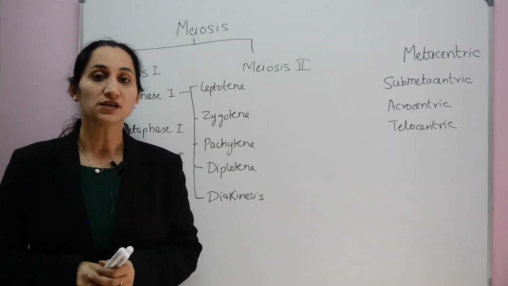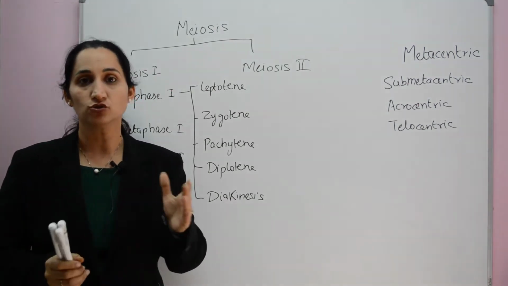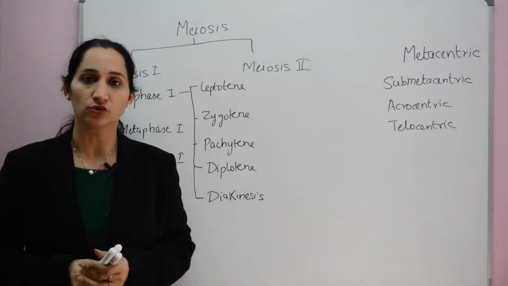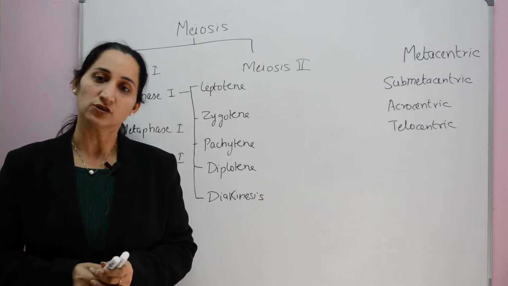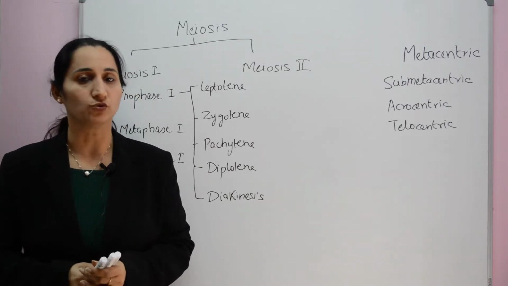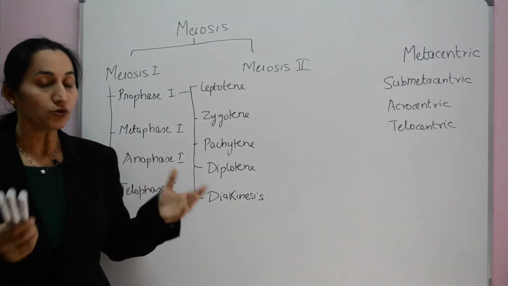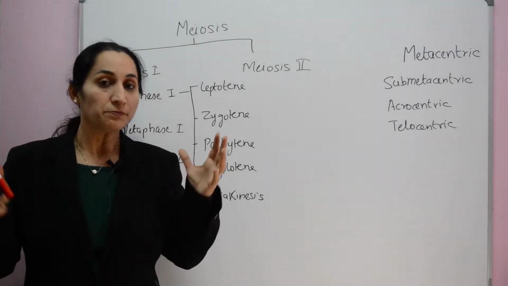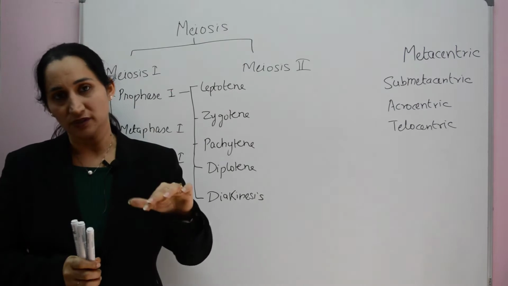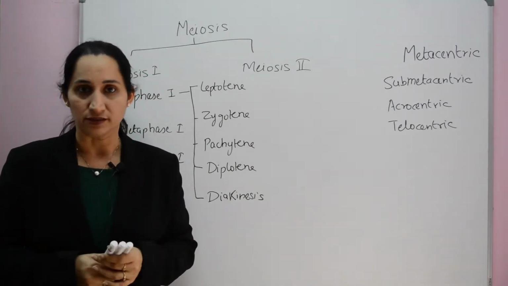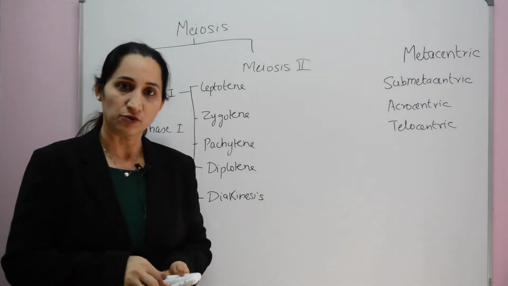The first one is homologous chromosomes. Homologous chromosomes actually play a very important role in meiotic cell division. So it is important for us to understand what are homologous chromosomes and what are non-homologous chromosomes. The homologous chromosomes are actually a pair of chromosomes of which one chromosome is from mother and the other one is from father. Let us understand this with the help of a diagram.